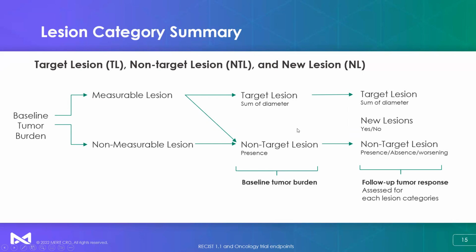At each time point, the target lesion sum of diameter would be followed, along with the new lesion status of yes or no, and also the non-target lesions, whether they have progressed, disappeared, or are still persisting. These three assessments come together to give a time point tumor response. So we can go a little more in depth on how to derive each lesion category assessment and how to calculate the time point tumor response.